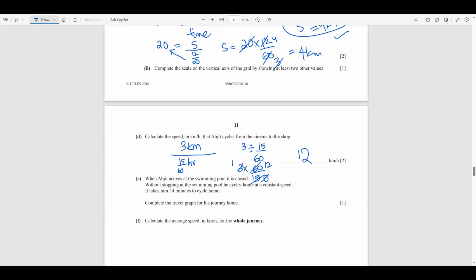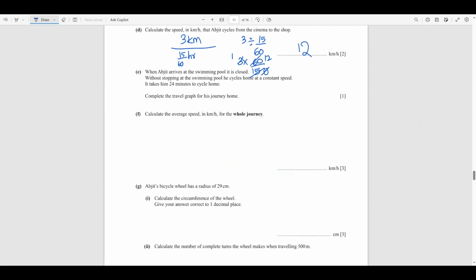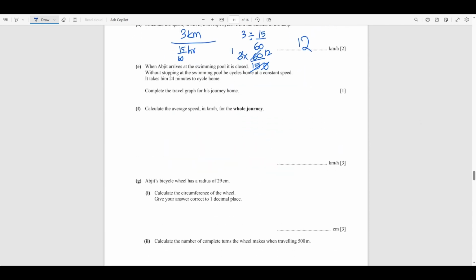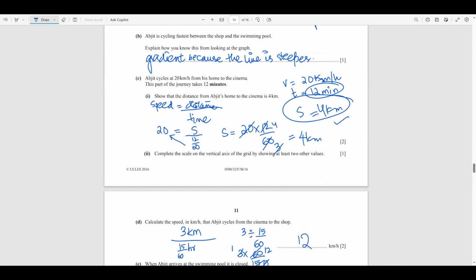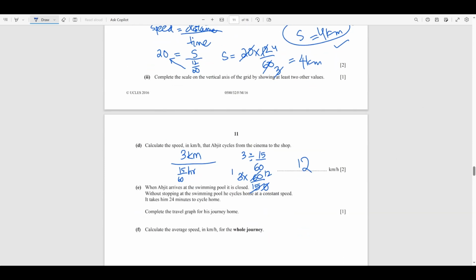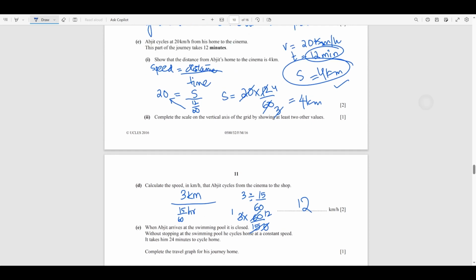Right. Moving on, part E. When Abhijit arrives at the swimming pool, it's closed. Without stopping, at the swimming pool, he cycles home at a constant speed. It took him 24 minutes. All right. He did not wait at the swimming pool, and he took 24 minutes to cycle home.